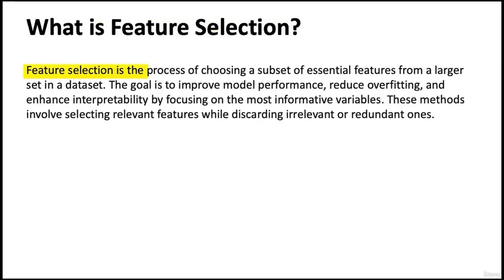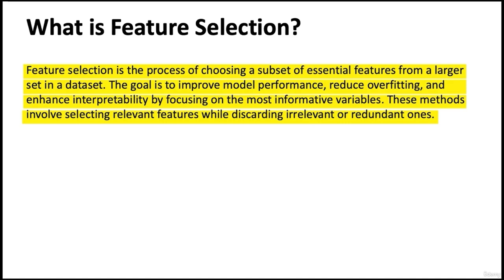Feature selection is the process of choosing a subset of essential features from a larger set in our data set. The goal is to improve the model performance, reduce overfitting, and enhance interpretability by focusing on the most informative variables. These methods involve selecting relevant features while discarding the irrelevant or redundant ones.